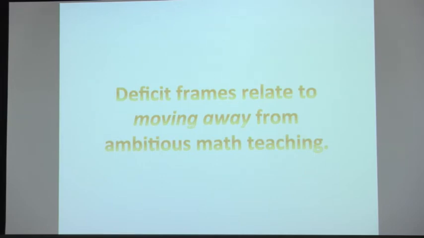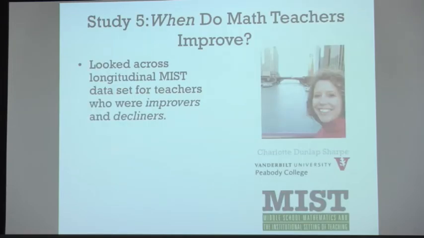But I see this as related to this deficit framing. It's related to moving away from ambitious teaching. If I think that student struggle means they can't do it, because that's kind of what it means when you're moving away, you're enacting that they can't do it. Or maybe you just don't have the tools as a teacher to figure out how to support them through that. I don't know. But it's getting in the way of teachers developing this ambitious math teaching.